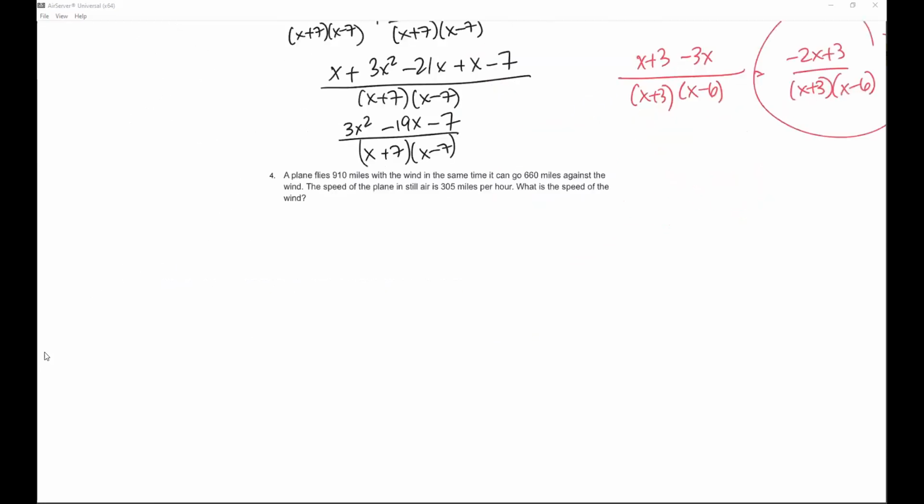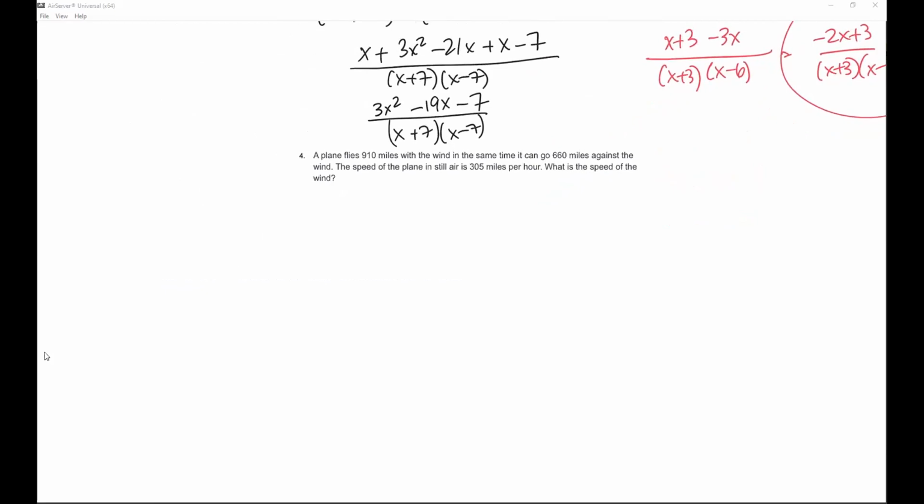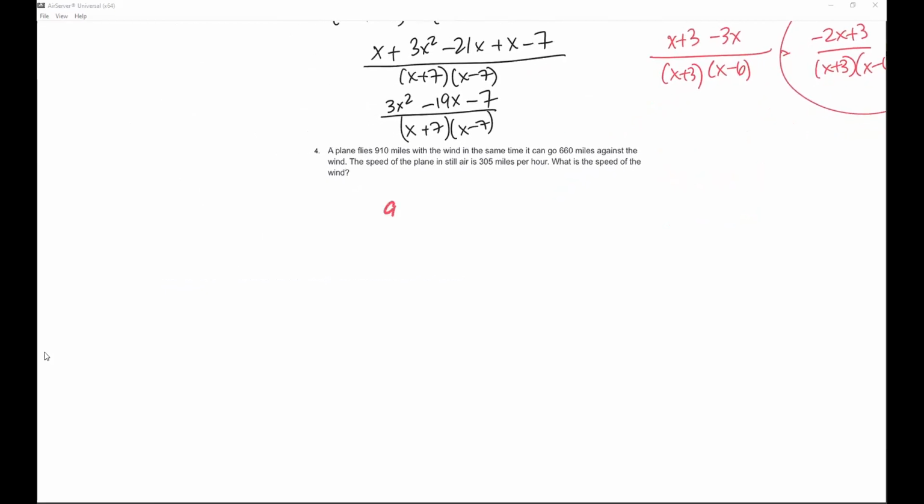Number 4, this is 910 over 305 plus w is equal to 660 over 305 minus w. Remember that with this one, you're going with the current, and this one you're going against the current, and that's why you're not going as fast with the mileage, right? Okay, and this is equal, right?